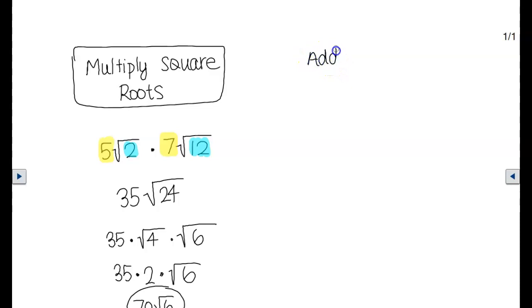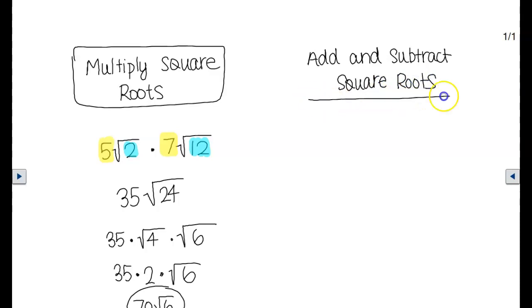All right, and then towards the end of last week, we learned how to add and subtract square roots. And one of the things that we learned and that we discussed is the fact that adding and subtracting square roots, those operations are pickier than multiplying. Because to add and subtract square roots, we must have like terms.